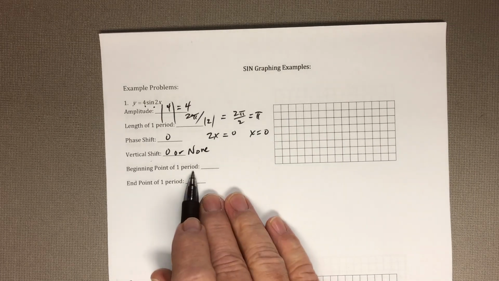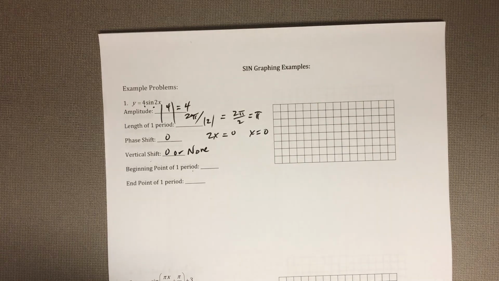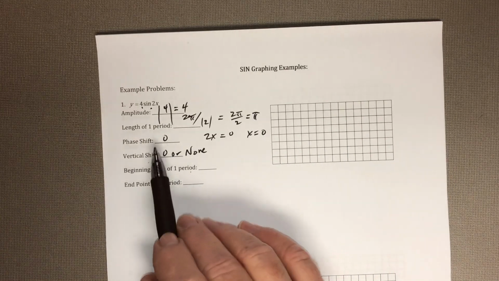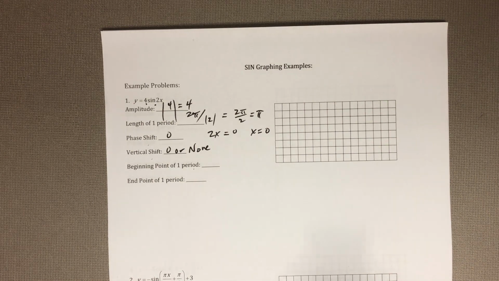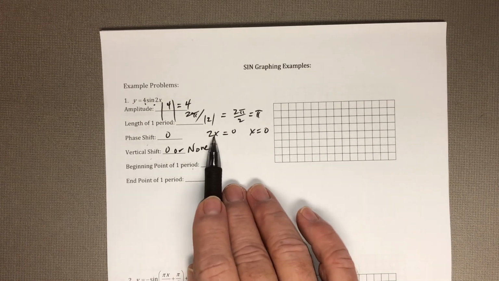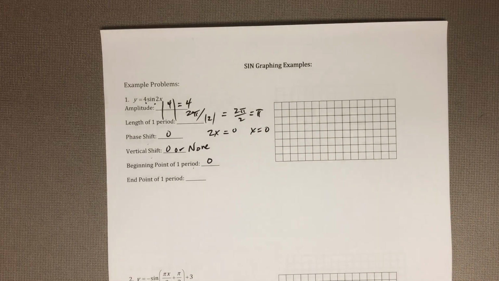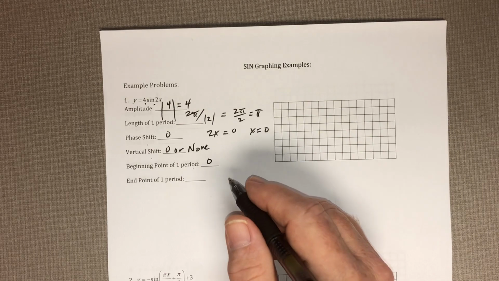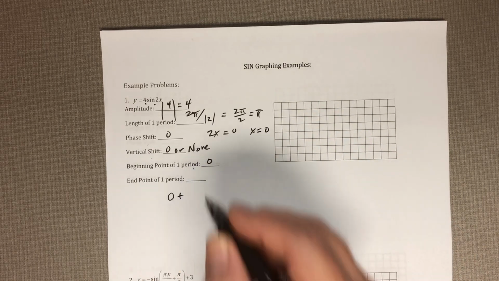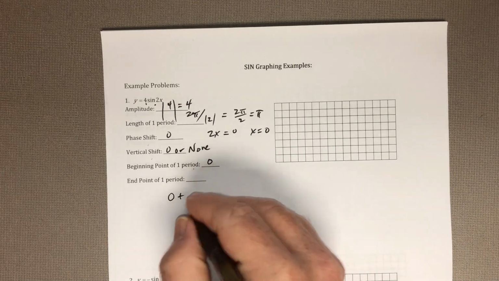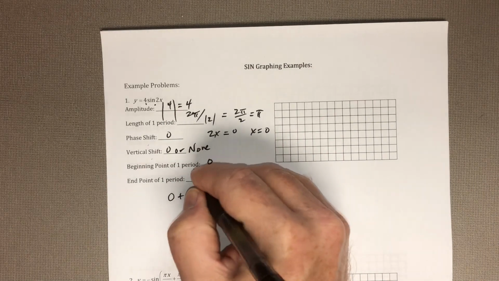Your beginning point is found by taking that expression, setting it equal to 0, and we've already done that, so your beginning point would be 0. And now your ending point for one period would be 0 plus your new period, which we found to be pi, which is just pi. So there's your ending point.